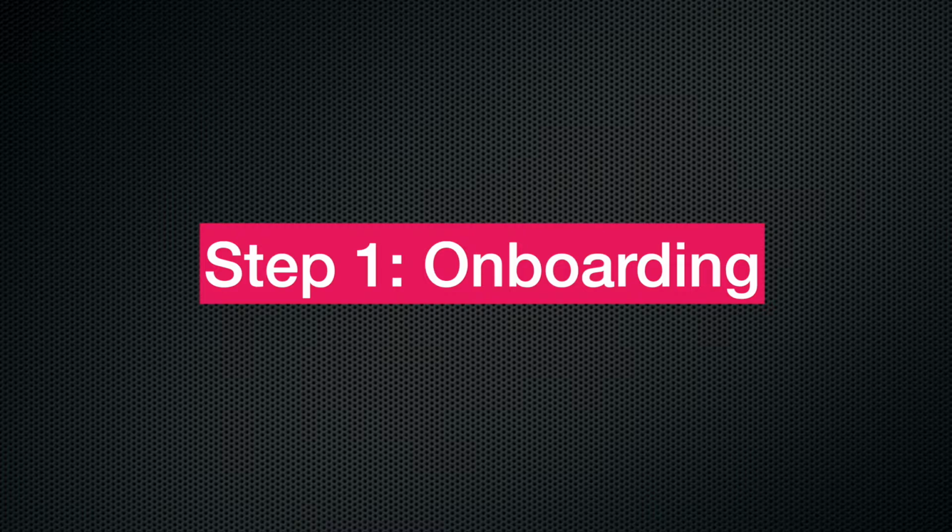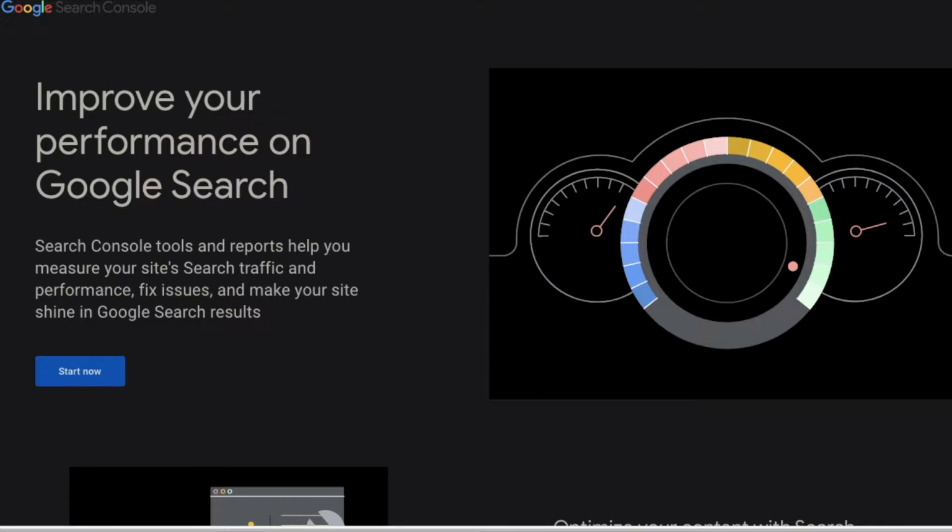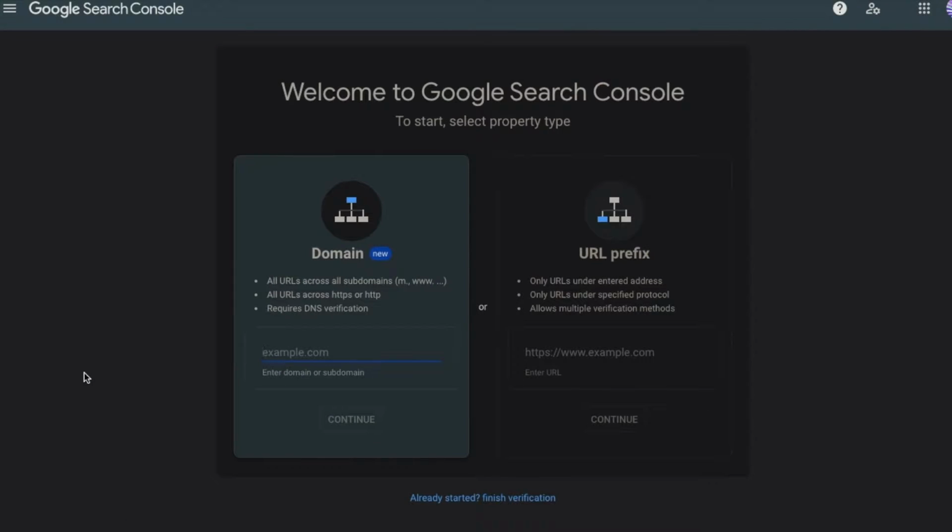First, you have to come to this Google Search Console website. The link will be in the description. Next, click on the blue Start Now button. Here it says Welcome to Google Search Console. Great. Now you have two options in front of you.